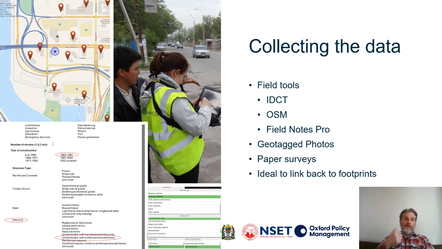So field tools, there's the IDCT tool, which I believe is still distributed by Jim, which is a very handy tool we've used quite extensively. OSM has their tools that were used in this project in Kathmandu, KL, and did that survey, as well as some surveys in Tanzania. Field Notes Pro is a common application that does a pretty good job of allowing you to take notes in the field. Very simple with a lot of flexibility. Paper surveys, just geotagged photos allow you to make an awful lot of observations. If you can just collect a lot of those without having to send engineers in the field, that can be quite nice.